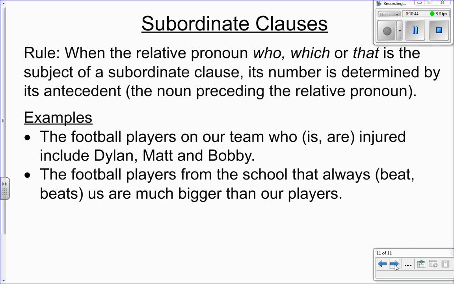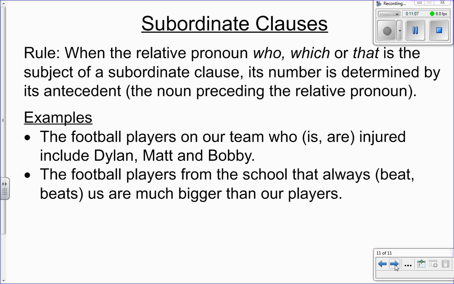All right, our last example involves subordinate clauses. And the rule is when the relative pronoun who, which, or that is the subject of a subordinate clause, its number is determined by its antecedent, which is the noun preceding the relative pronoun. So first of all, in the example sentences, we should isolate the subordinate clauses, and they're going to begin with the words who, which, or that.